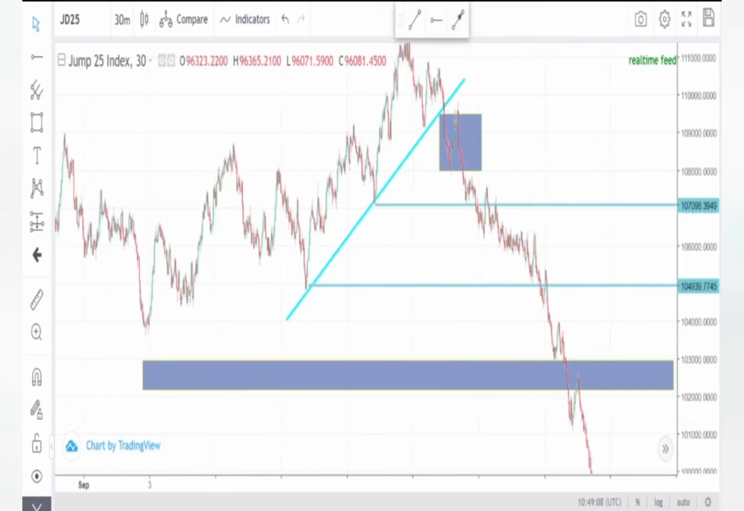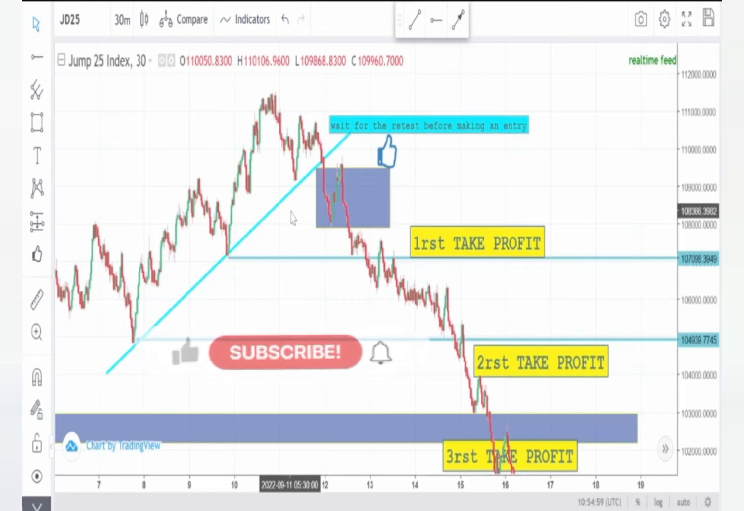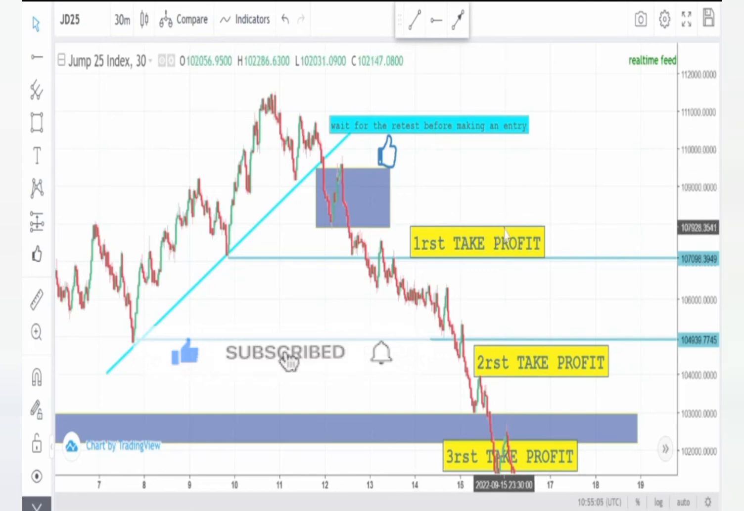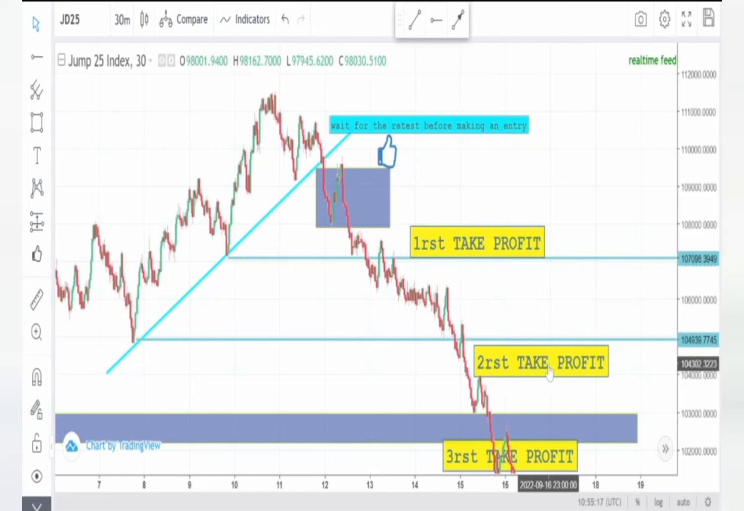To summarize, you don't enter the market immediately after the pattern breaks. You only wait for the market to retest. This is the retest, so wait for the retest before making an entry. Then if you have many orders, of which many of you trade with many orders, this way you take your first profits, this way you take the second profits and the third take profit. You ensure you draw these lines where the price touches the trend line.